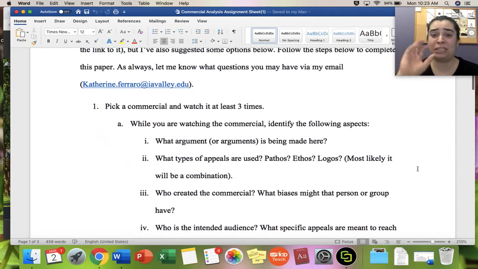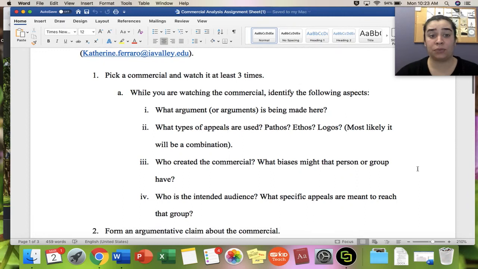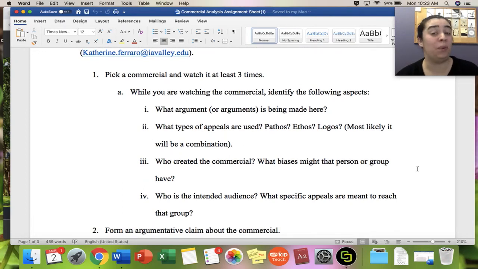So they've broken this paper into pieces, like steps to follow. So first thing, pick a commercial and watch it at least 3 times. And think about the following aspects. What arguments are being made? What type of appeals are being used? Does it really rely on logos, ethos, pathos? And most likely it's going to be a blend of a few of them.